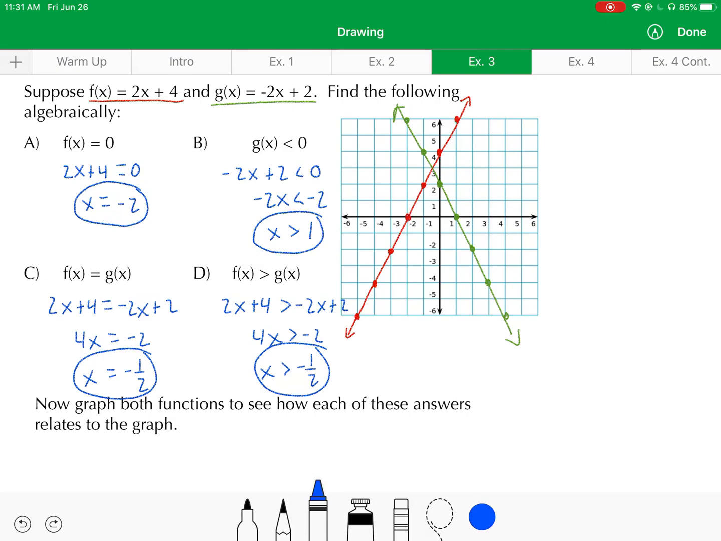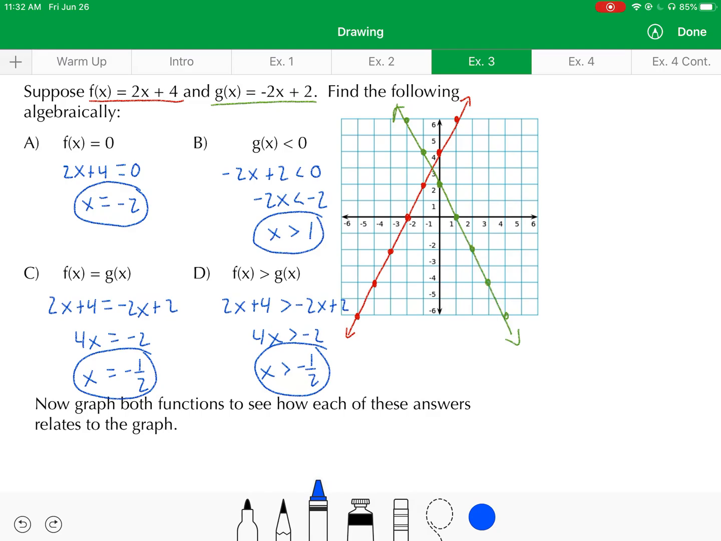For part B, g of x, when is it less than 0, okay? So basically we're trying to find all points on the green line, g of x, whose y coordinates are negative. And that would be all of these points right here. We agree? If they're below the x-axis, then their y values are negative. Well, what our solution is representing, x greater than 1, it's representing all of the x coordinates of those points that I just drew over that are in blue.